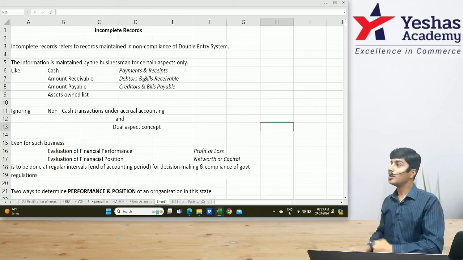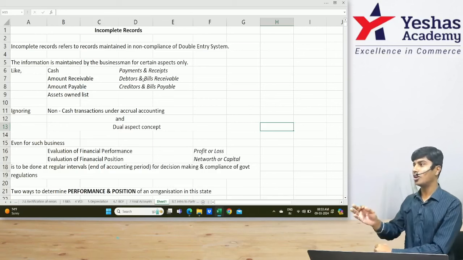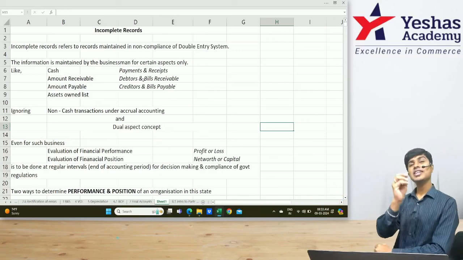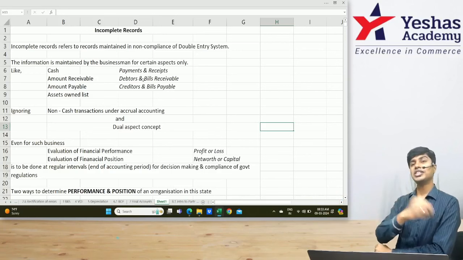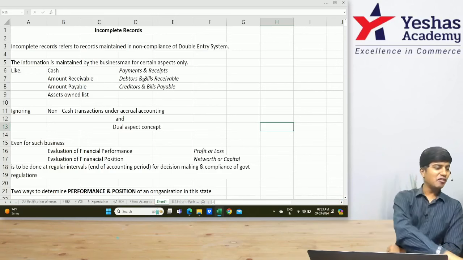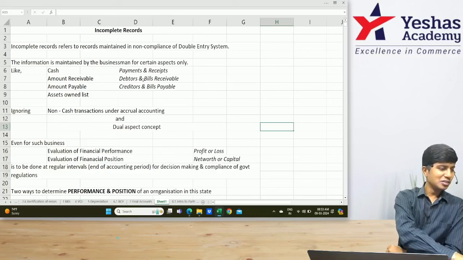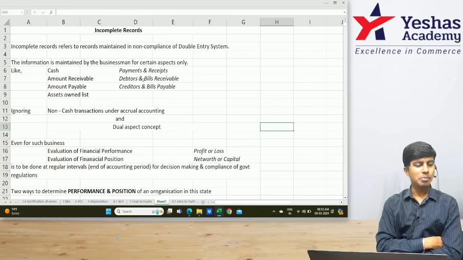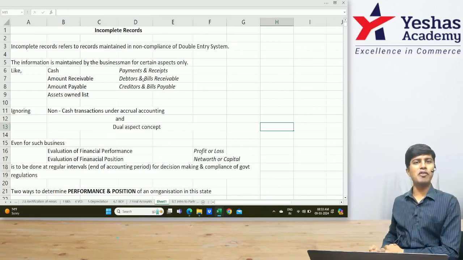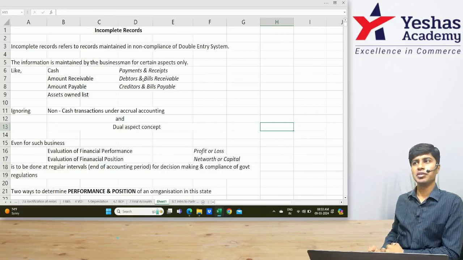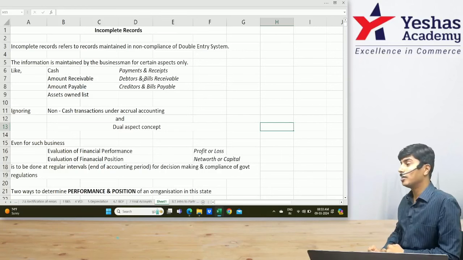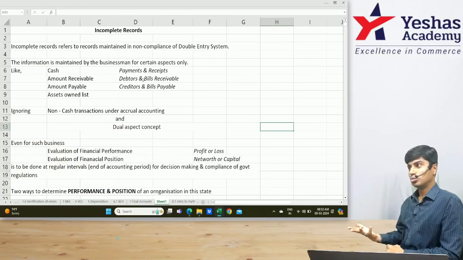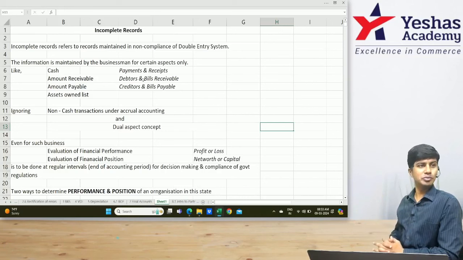Now, let us think. Okay, now you tell, as a commerce graduate or an upcoming commerce professional, is the data that is maintained sufficient to identify the profit or loss? Not sufficient. So now he'll come to you and ask your help. Hey, please help me identify my profit or loss for the year. What do you do is what we are going to learn today and tomorrow.